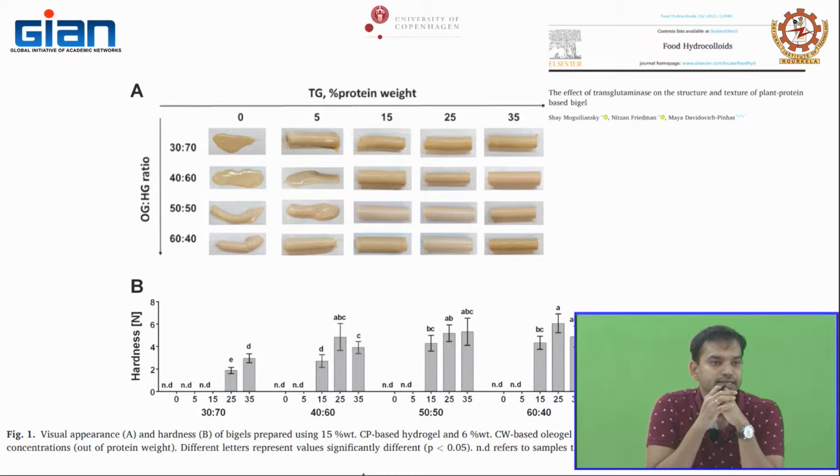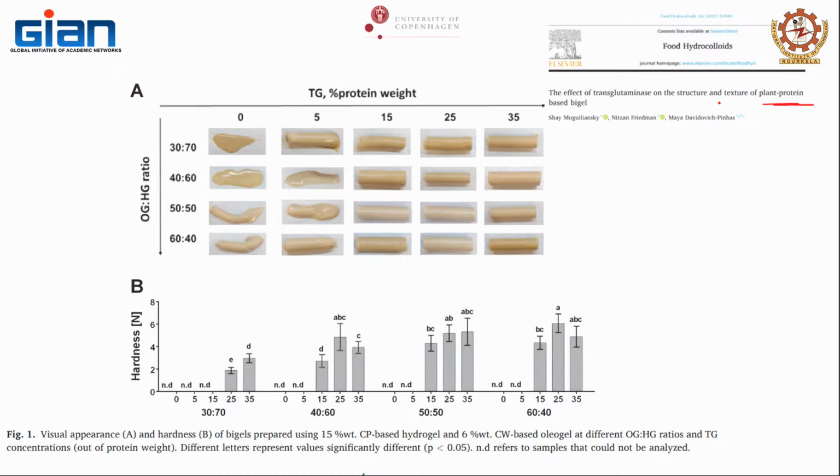Let us take an example here. These guys were trying to prepare a pea protein based bagel, and you can see that when they increase the content of transglutaminase, the hardness is increasing, right. Now you can see it is very soft here. Now they are getting harder and harder gels, and that has a different functional property. It is very important to get a hard gel in many cases.